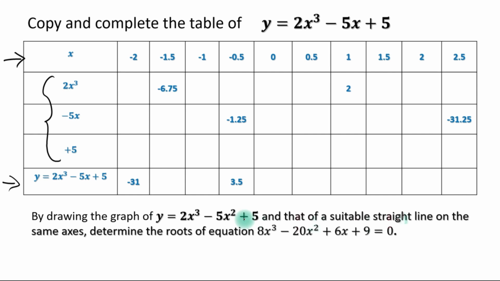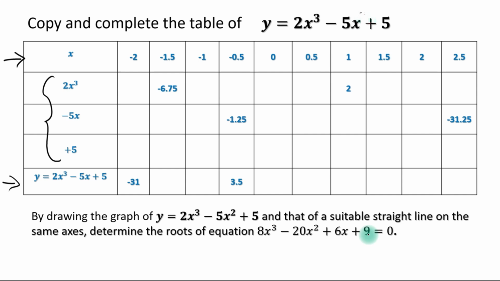of a suitable straight line on the same axis, determine the root of the equation 8x cubed minus 20x squared plus 6x plus 9 is equal to 0. So this is the cubic graph that we are having, and therefore I'm going to use a calculator to fill in the data below.